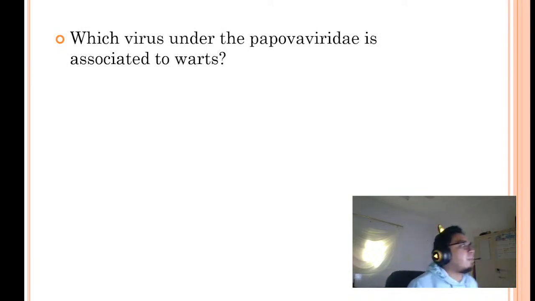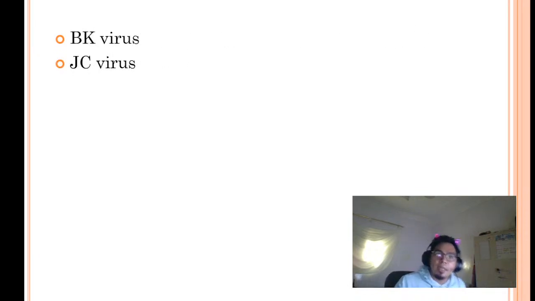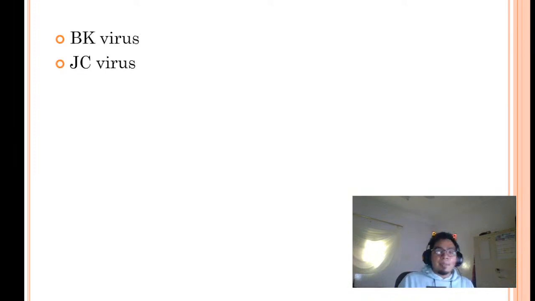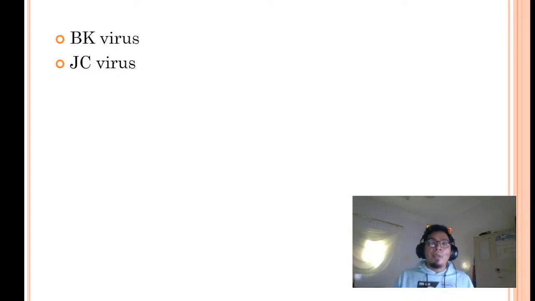Which virus under the Papovaviridae family has two members under it? It's the polyoma virus, and the two members are the BK virus and the JC virus. They are just two strains under the polyoma virus, under the papovavirus. I was supposed to give you a transcription of the BK and JC, but unfortunately I lost it. Don't worry about it. It's not a question in the board exam or any certification exam, and it's pretty uncommon for them to ask it.